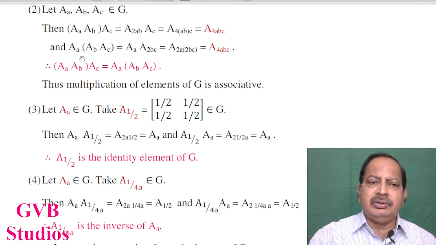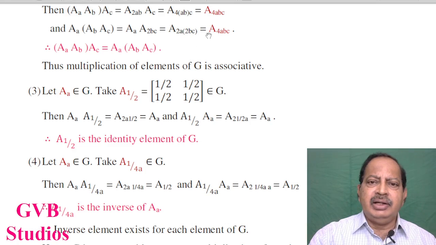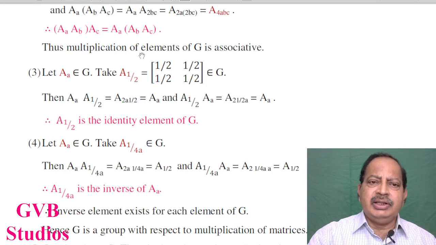And on the right side I am taking A_b A_c, and this is A_a multiplied with this product. So I will write the same A_a, and this, as in the closure property, we can write A_{2bc}. Again multiplying these two we get A_{4abc}. These two are equal. Therefore (A_a A_b) A_c is equal to A_a (A_b A_c). Therefore, we say that multiplication of elements of G is associative.